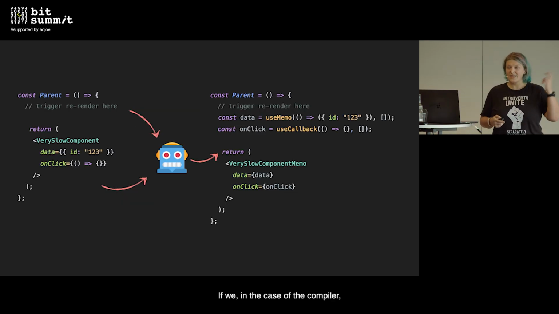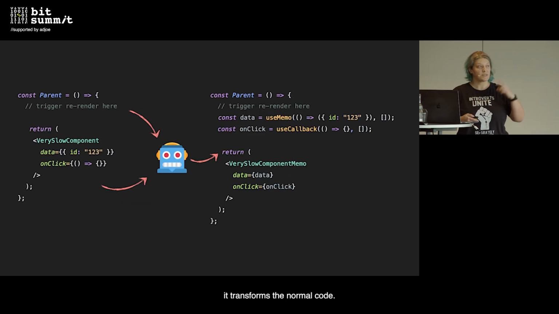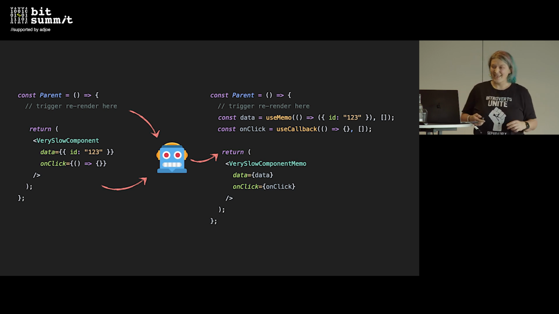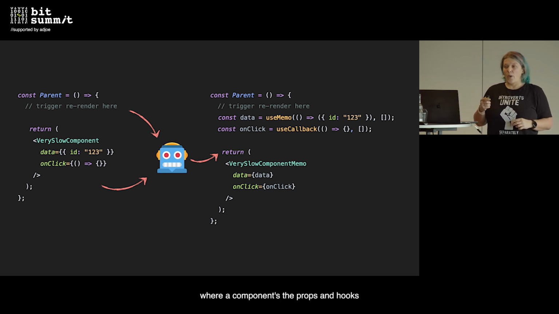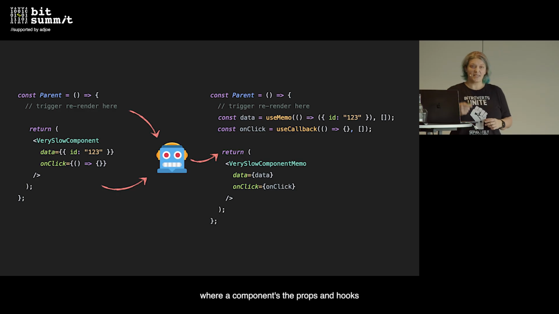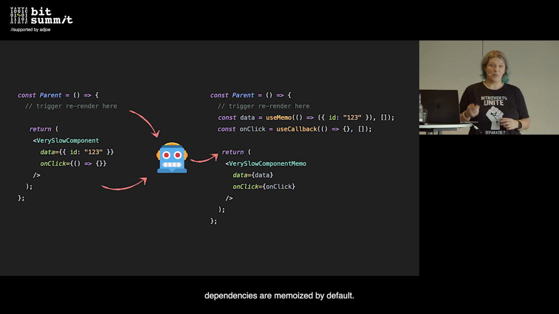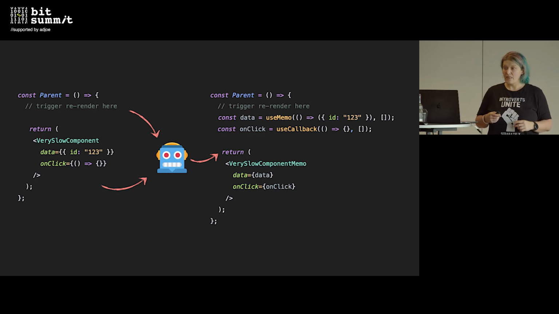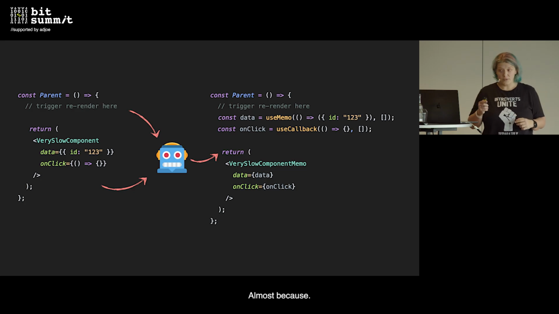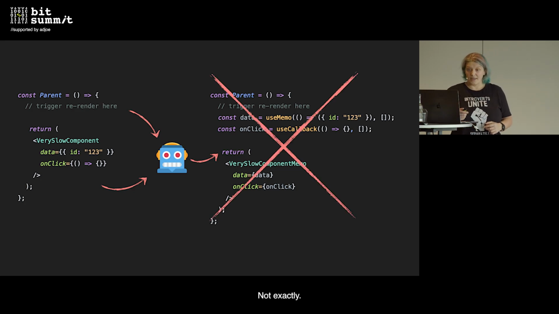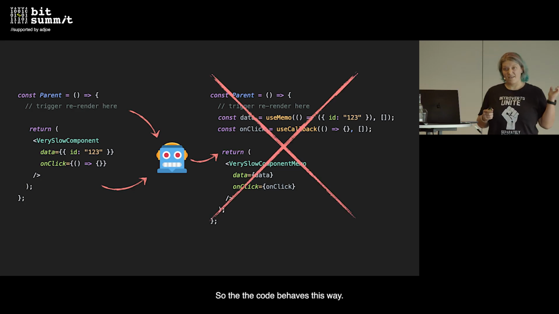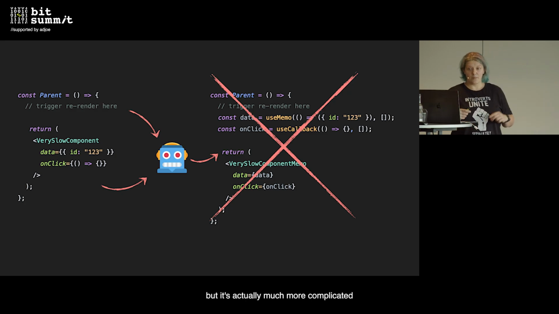So they take the beautiful React code that you write daily and transform it into an improved version. In the case of the compiler, it transforms normal React code like this into code where components, their props, and hook dependencies are memoized by default. Almost like this. Almost, because not exactly. So the code behaves this way. It's a really good mental model for debugging, but it's actually much more complicated than this.